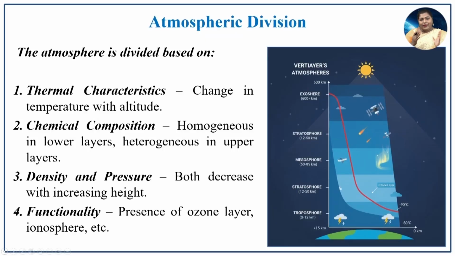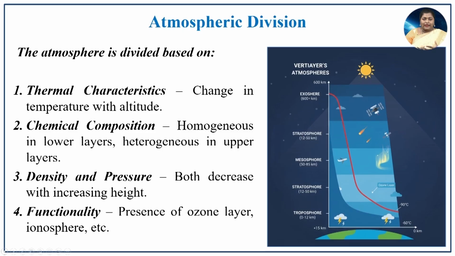In the previous lecture, we discussed the two major chemical layers: homogeneous in the lower layer and heterogeneous in the upper layer. Then density and pressure both decrease with increasing heights. Next is functionality. Each layer of the atmosphere has its own functionality. For example, the ozone layer is important for absorbing ultraviolet radiation, and another important layer, the ionosphere, has atoms and energy particles. We will discuss that in the upcoming slides.